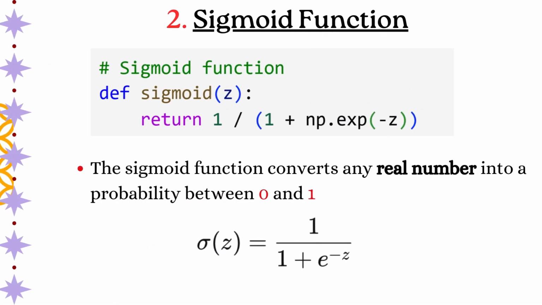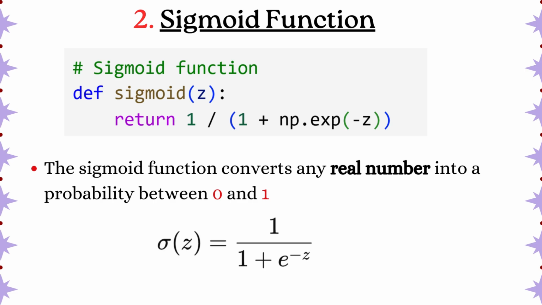2. Sigmoid function. The sigmoid function is the core of logistic regression, converting any real number into a probability between 0 and 1. This function ensures that predictions are in the range 0 to 1, making it suitable for binary classification.